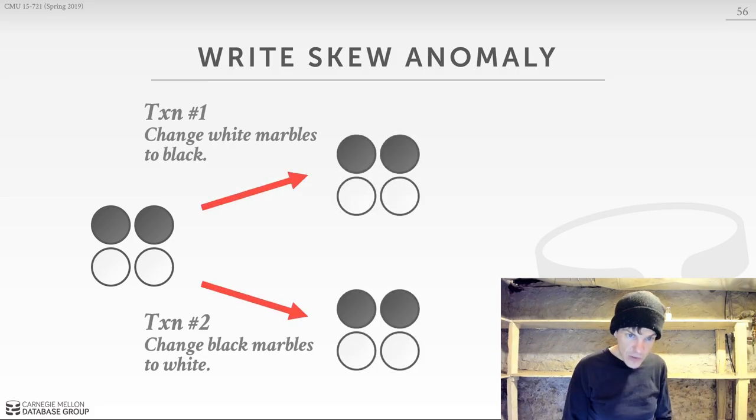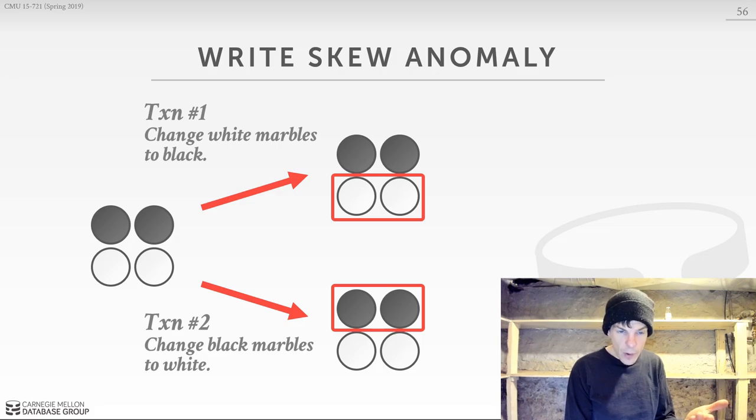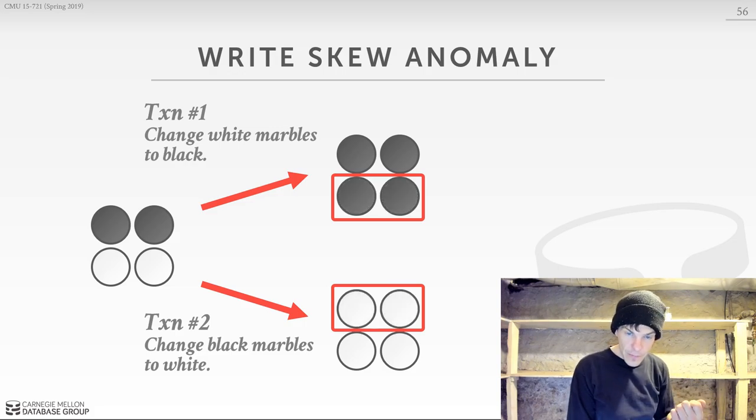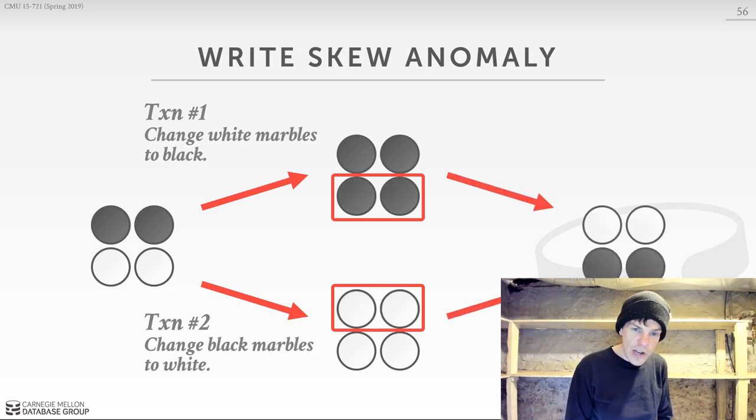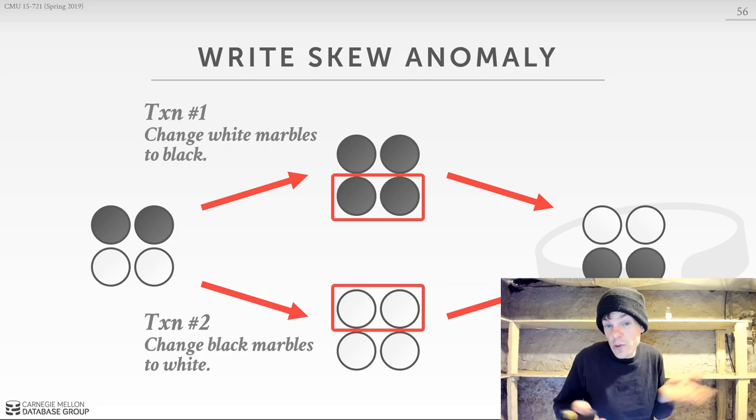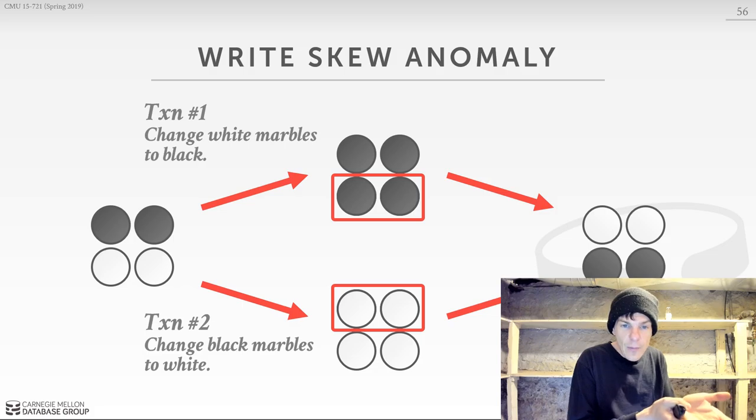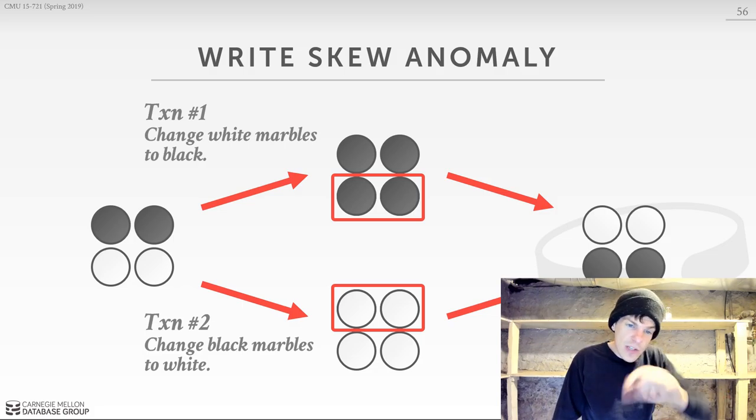Both transactions start and have the same consistent snapshot. Transaction T1 sees these two white marbles, and T2 sees these two black marbles, and therefore they flip the colors. Then when they go to commit and write their changes to the database, the write set for transaction one at the top only contains the bottom two marbles, which it flipped to black. The transaction at the bottom has a write set containing only the top two marbles, which it flipped to white. Therefore the write sets of these two transactions don't conflict, and they're both allowed to commit.